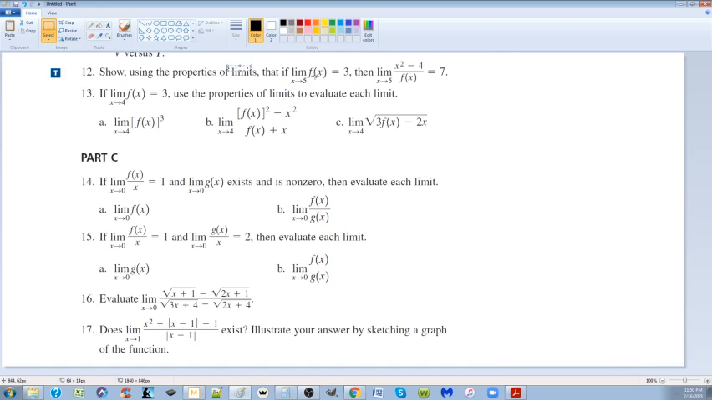Show using the properties of limits that if the limit of f of x equals 3, then the limit of this whole thing divided by f of x equals 7. So they're saying that if f of x approaches 3, prove that this approaches 7. Interesting. As x approaches 5. Yeah, but x approaches 5 for both of them, which means f of 5 is supposed to be 3.